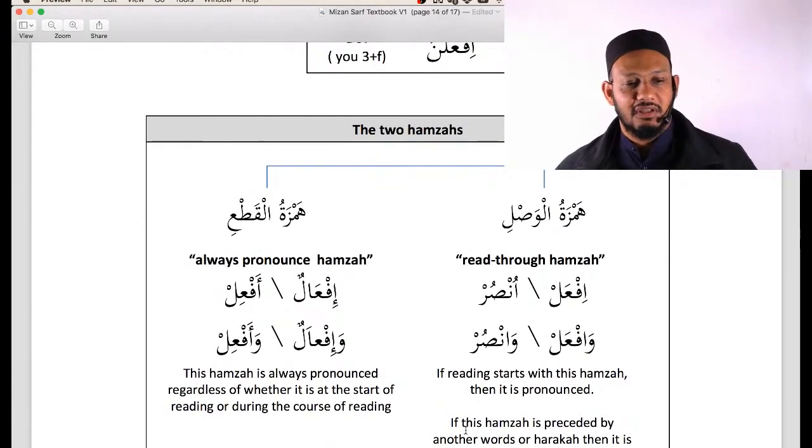It's an interesting section. It's called the two hamzas. The two hamzas.